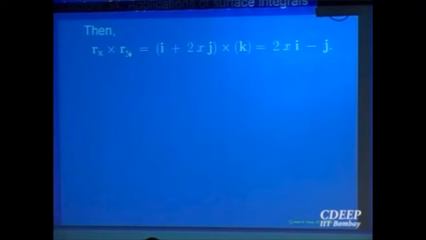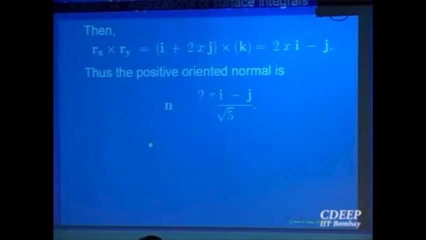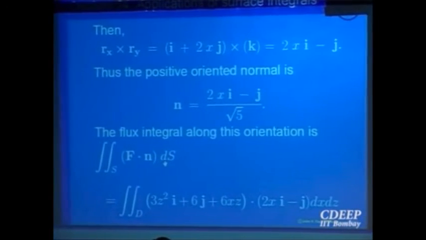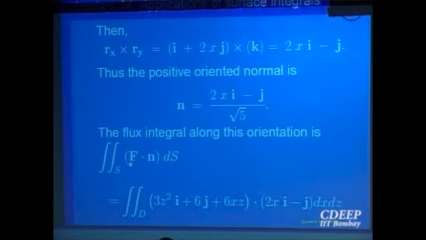So write Rx cross Ry, okay, and write down the normal, that is the unit normal. So write f dot n. So what will be f dot n? What is f dot n? Right? So that is f, this is n, you don't have to normalize it, right? Ru cross Rv only. So that's why the square root 5 is missing here.